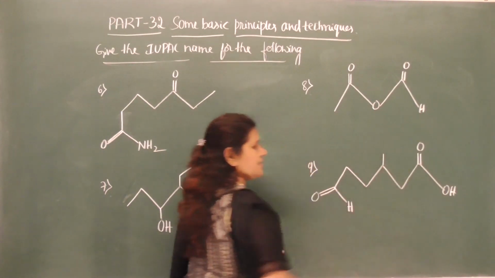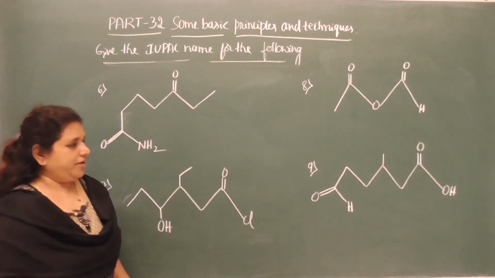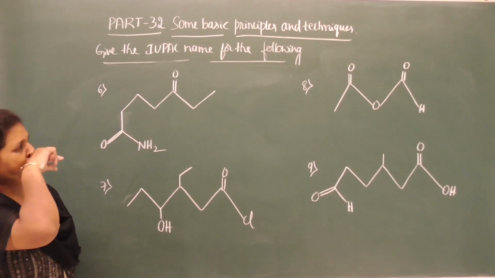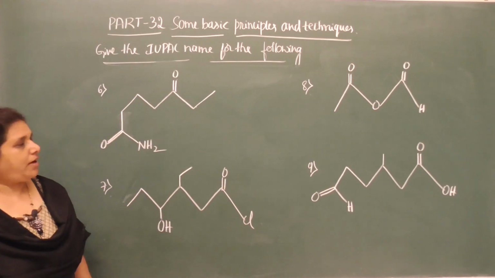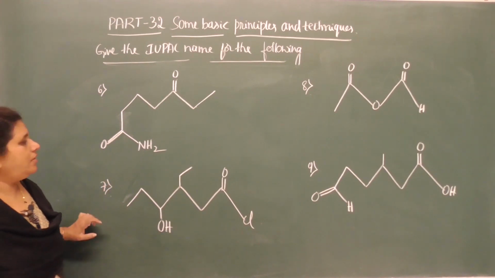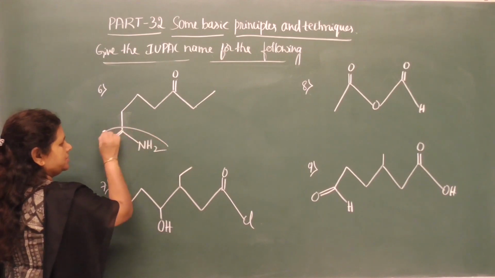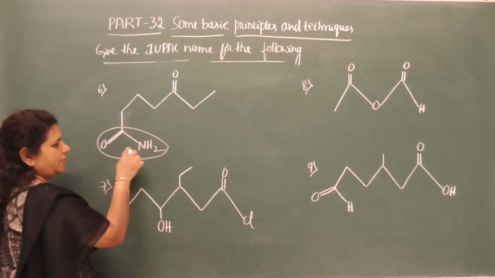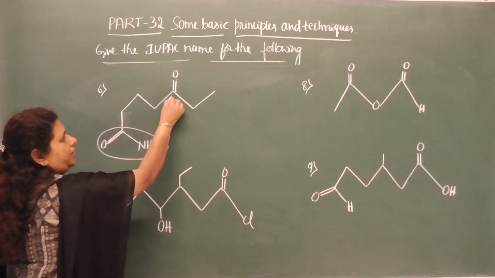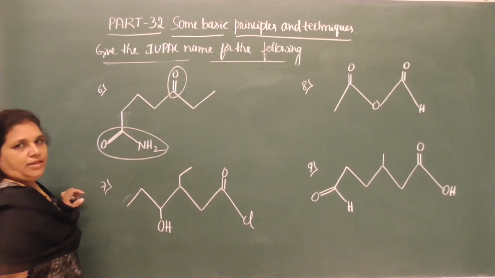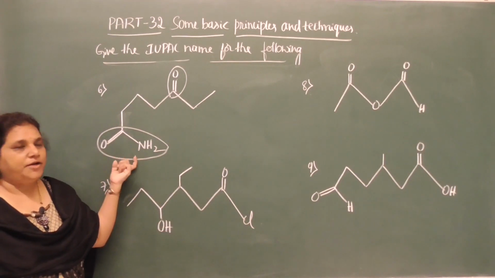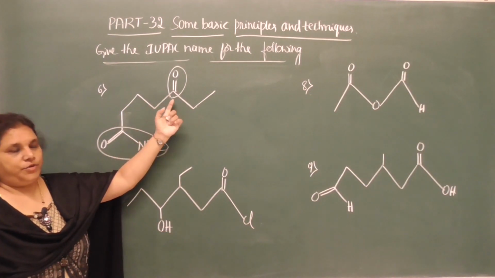Okay, move on to these compounds. Try to identify the functional groups in the given bond line formula and then write the IUPAC name. So here we have two functional groups. Look here, this is C double bond O NH2, an amide, and here is a ketone group, correct? On the basis of the priority table, we have to give the preference to the amide group rather than the ketone group.